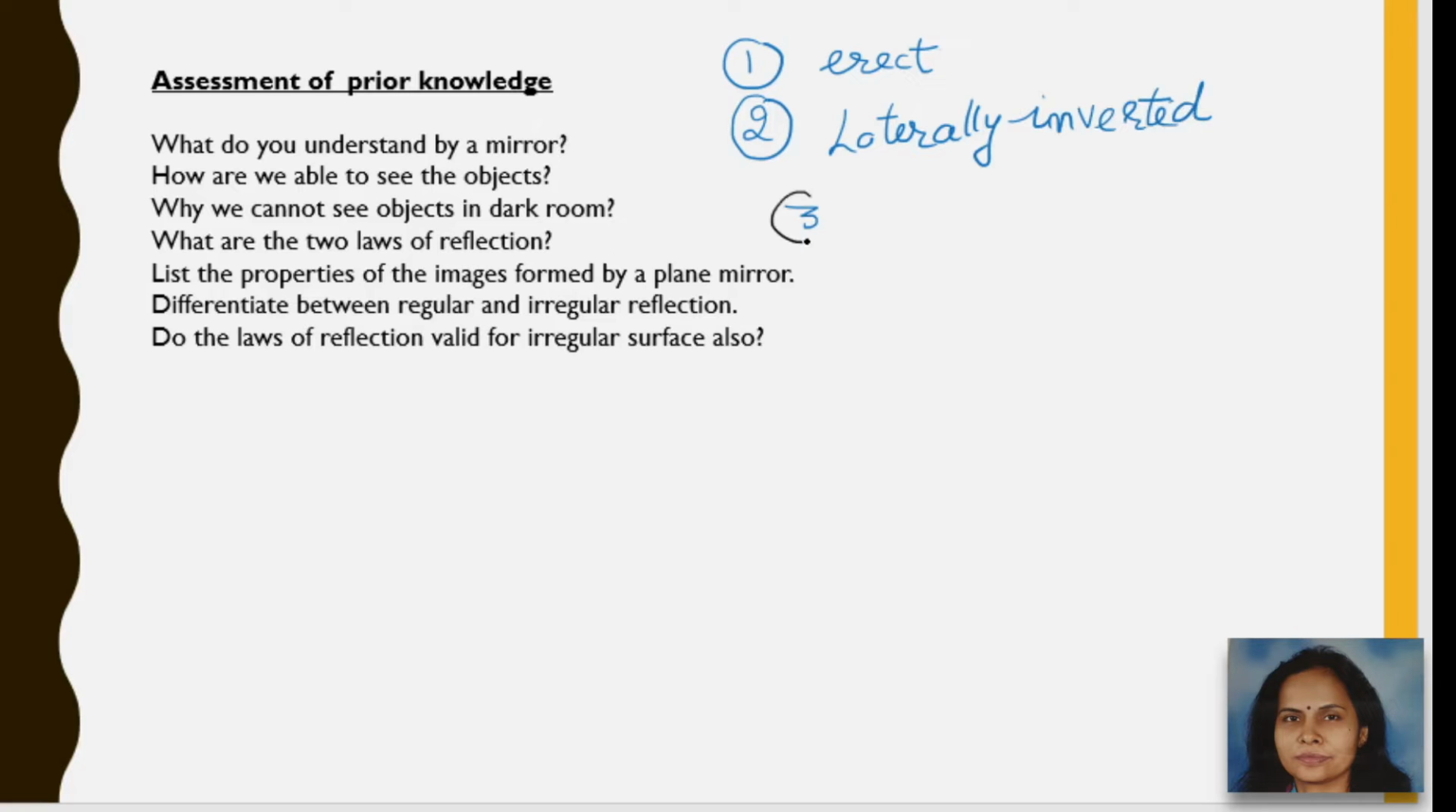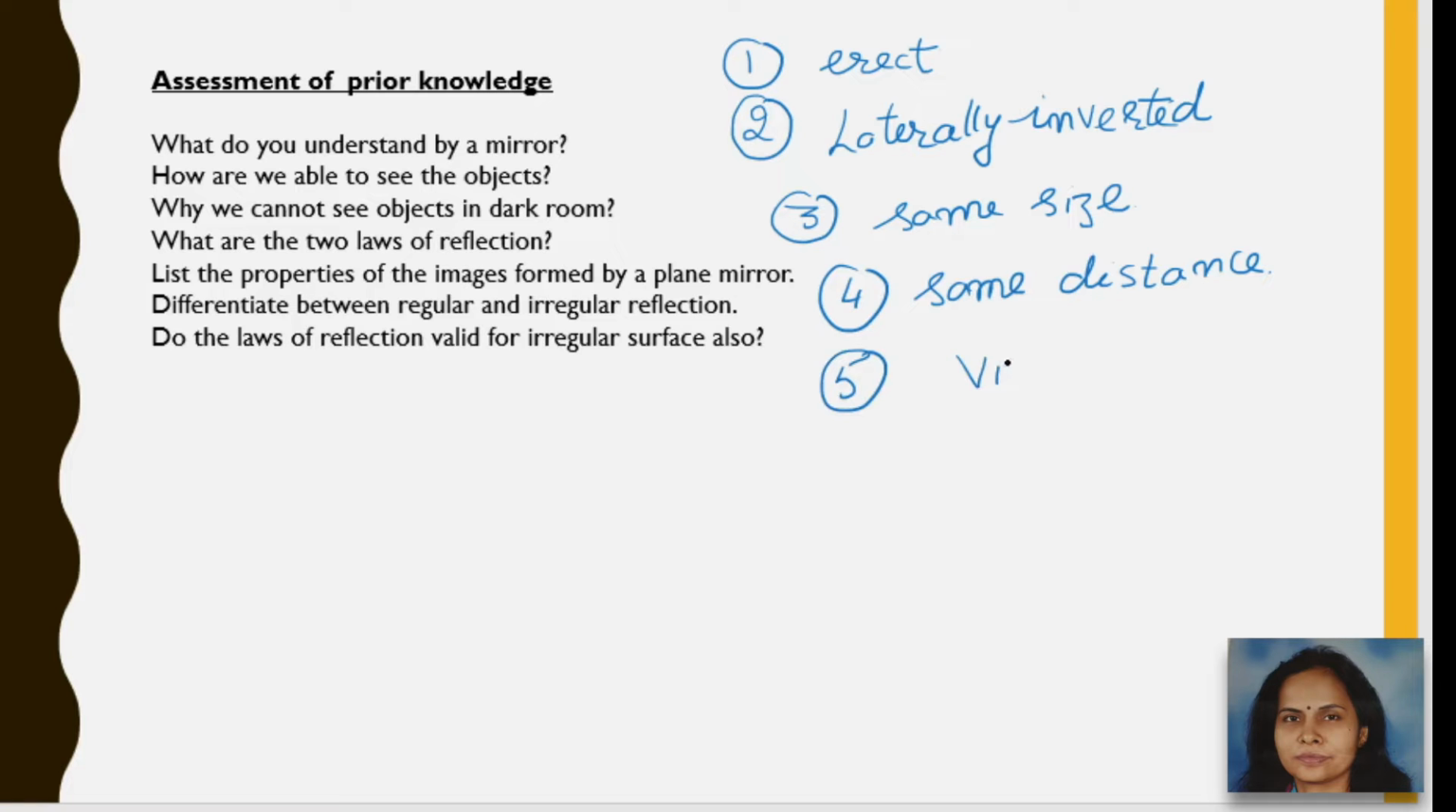Third one is the object and the image, they are of same size. And the fourth one is that the image is at the same distance behind the mirror as the object in front of the mirror. And the fifth and the important one is the image formed is virtual image. What do you mean by the image formed is virtual image? What is the difference between real image and the virtual image?